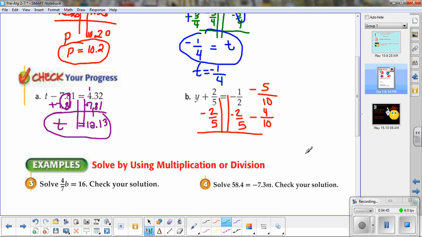Now, since we're subtracting with negatives, we're going to change it to adding the opposite. Now, since they're both the same sign, we're going to add 5/10 plus 4/10. 5 plus 4 is 9. Keep the denominator the same. And you also keep the sign when you're adding, and they're both the same sign. Over here, you'll have just y, and you can check your answer by plugging that back in. -9/10 plus 2/10 should equal -1/2.